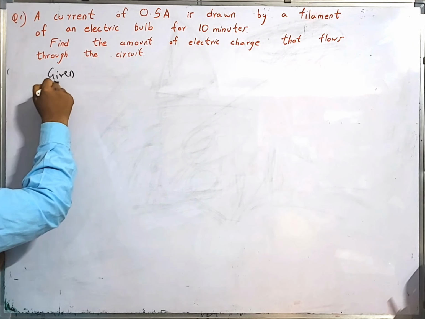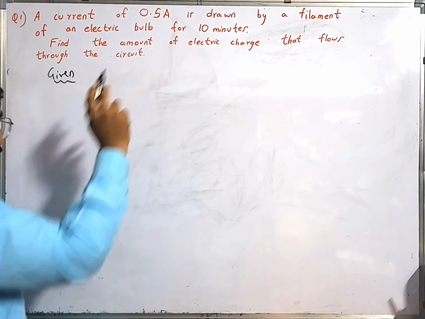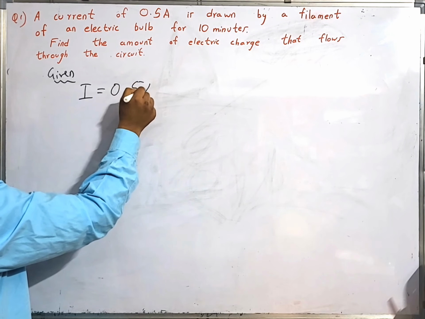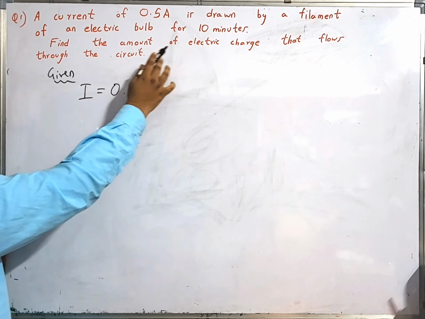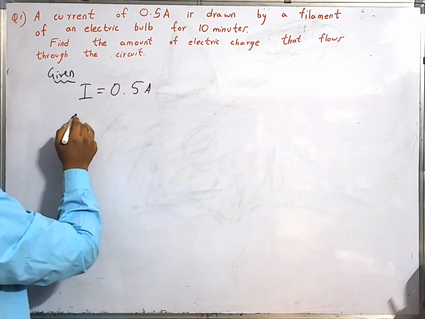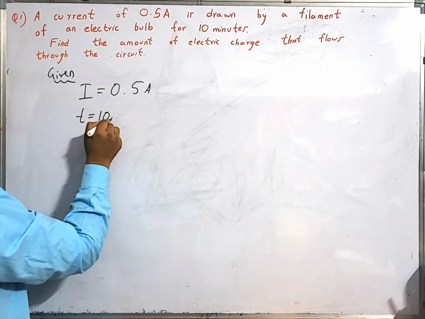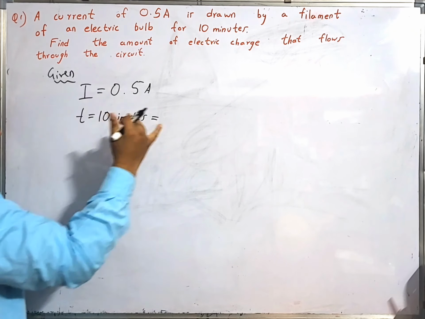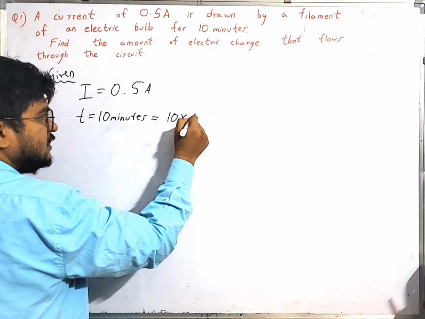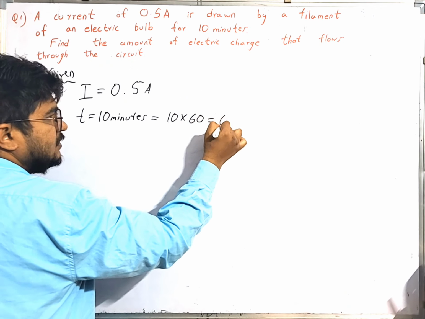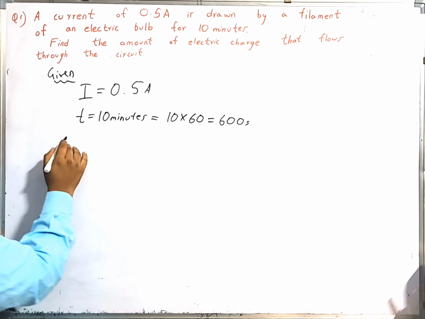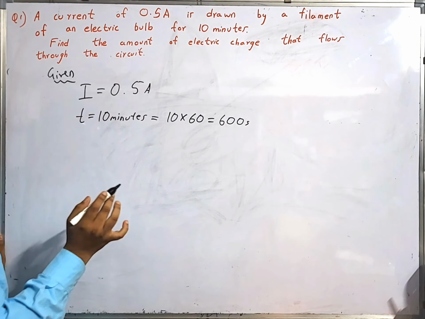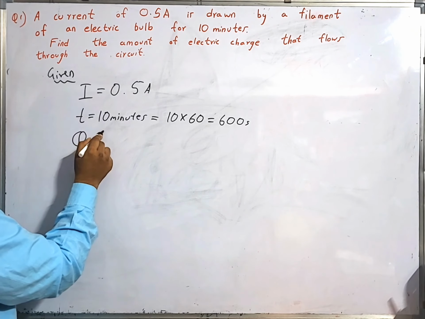First of all, the given values. A current of 0.5 ampere. So, current is denoted by I and current is 0.5 ampere. Now, by a filament of an electric bulb for 10 minutes. Here time is given. So, small t is equal to 10 minutes. But we have to convert these minutes into seconds. So, 10 into 60 seconds, we get 600 seconds. Now, what we have to find out? Find the amount of electric charge that flows through the circuit. So, we have to find out the charge Q.